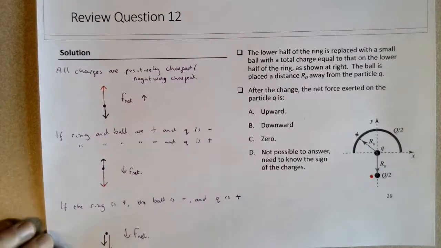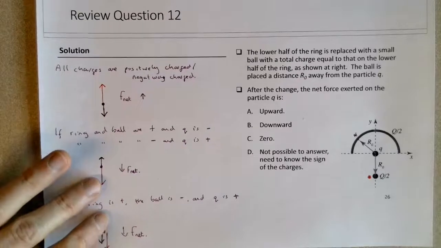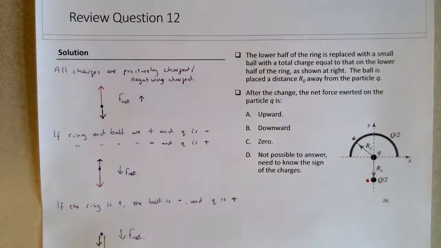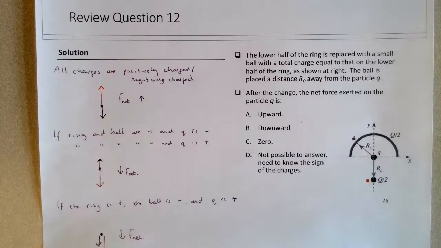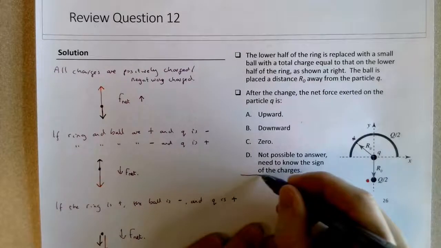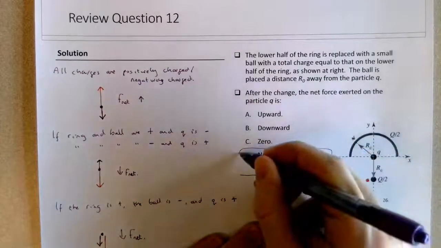So I guess we've shown cases where the F net can be downward and the F net could be upward. It can't be zero, but it's not possible to distinguish between upward and downward if you don't know the signs of the charges. So D is the correct answer.